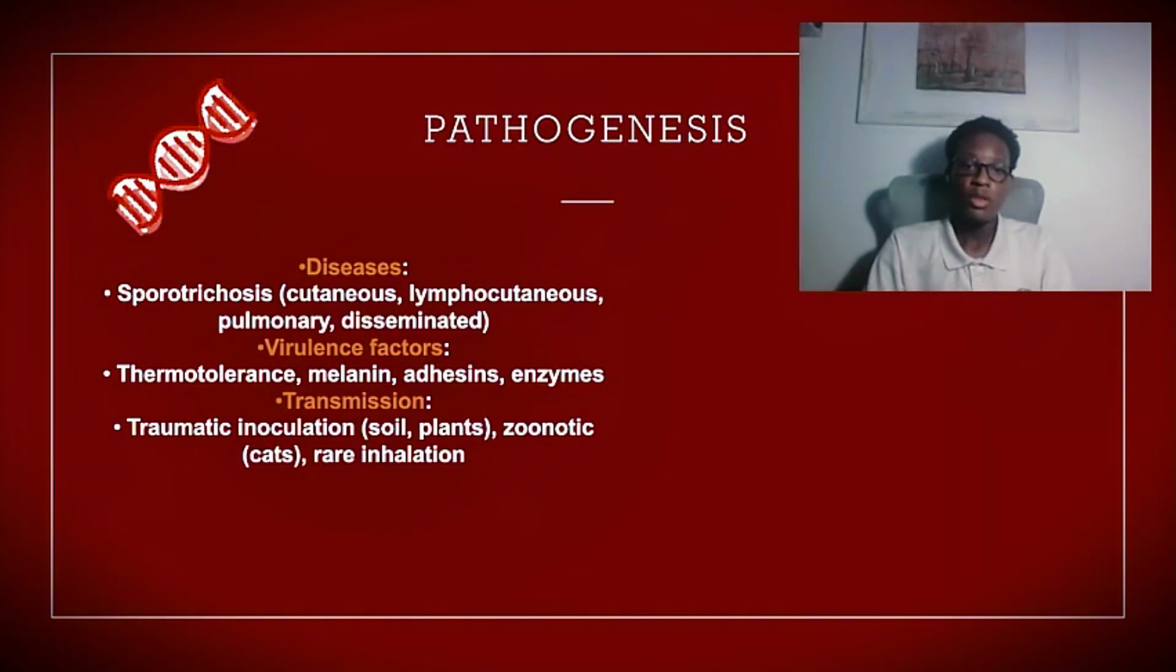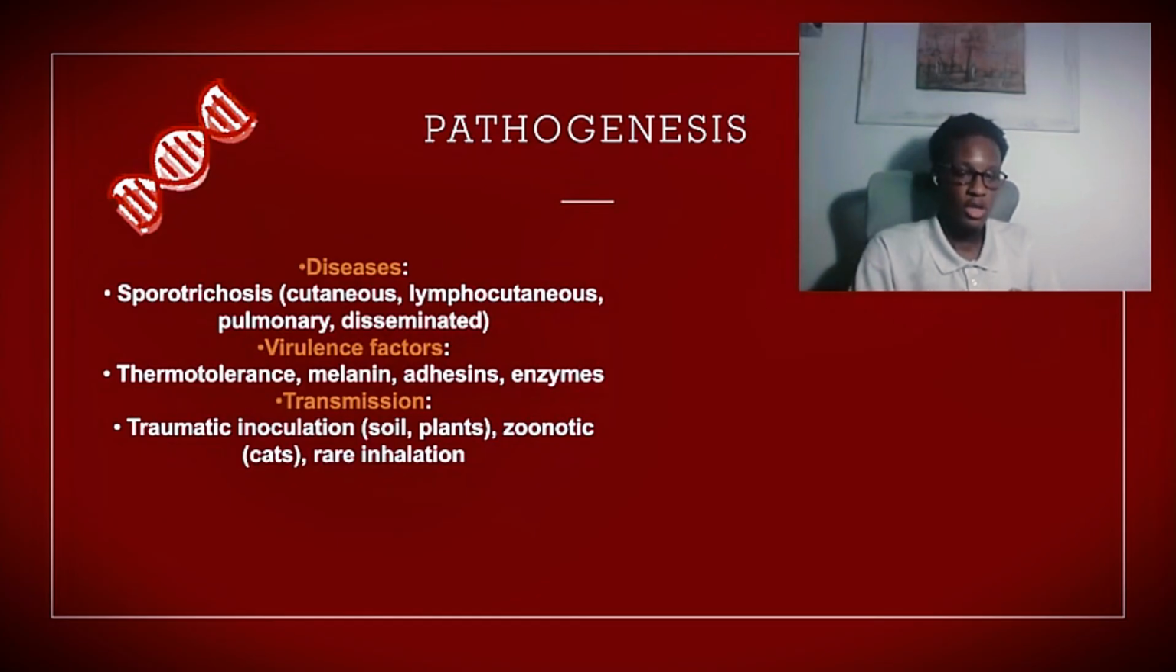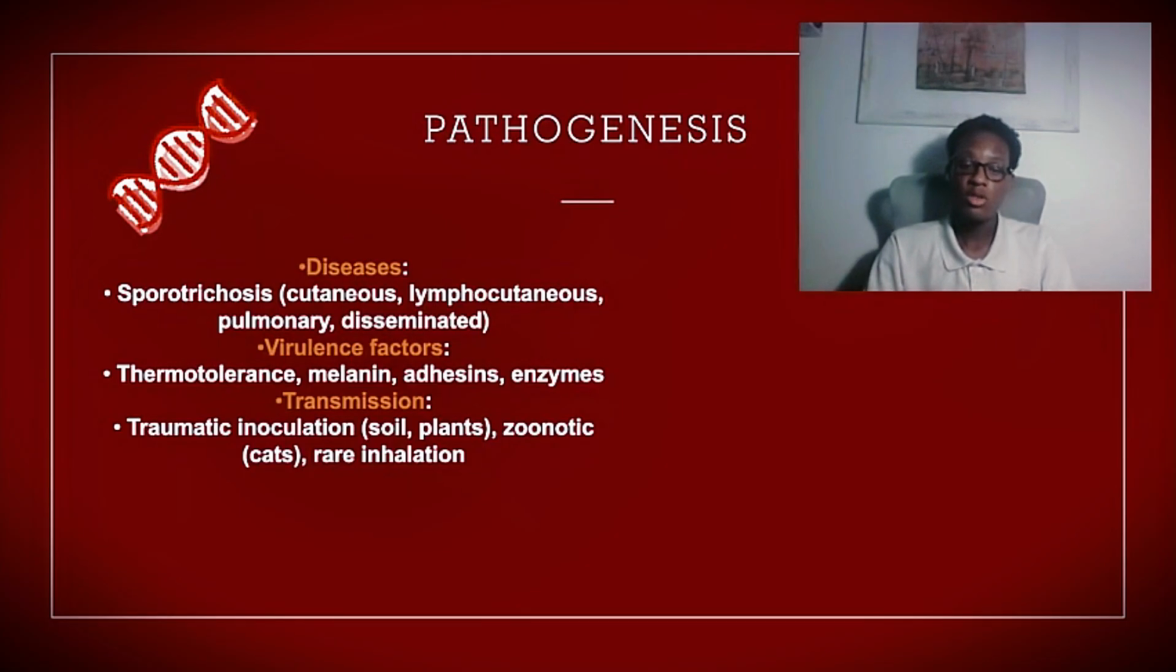Diseases. Sporotrichosis: cutaneous, lymphocutaneous, pulmonary, and disseminated. Virulence factors: thermotolerance, melanin, adhesins, enzymes. Transmission: traumatic inoculation, soil, plants, zoonotic, cat connections.